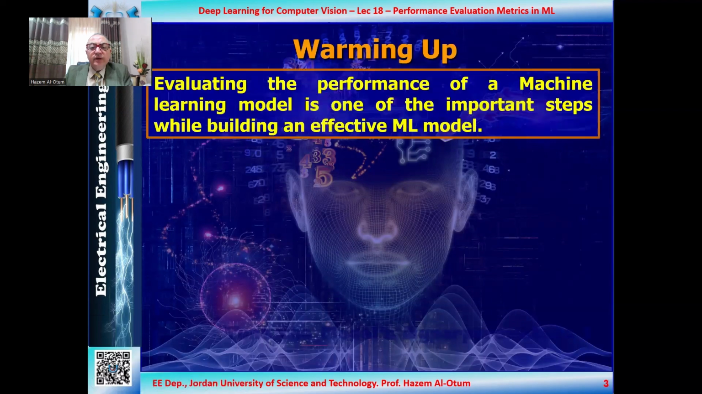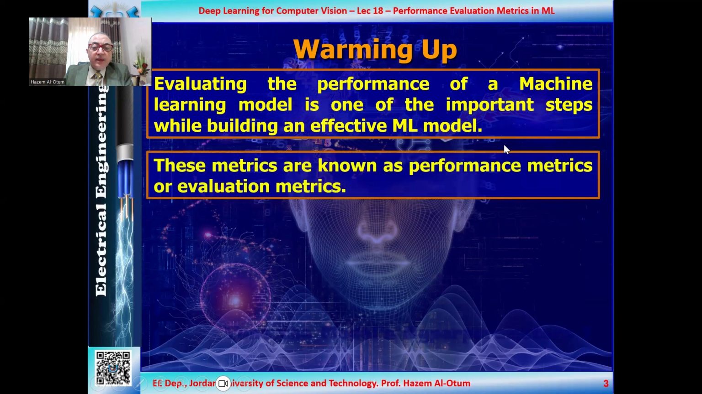In general, when we design a machine learning model, we need to evaluate its performance, and we want to understand: is it working very well? Is it okay? Or do we need to improve it more and more? So what are the measures that can be used in such a situation? What are the proper metrics to evaluate the level of performance of a machine learning model? These metrics are usually known as performance metrics or evaluation metrics.